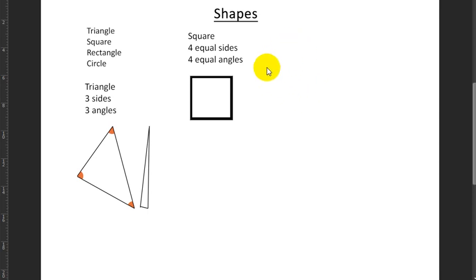Next up, we're going to be talking about rectangles. Rectangles are kind of like squares, but imagine that I took a square and I stretched it out. So it has 4 equal angles. But what about the sides? Well, the sides are equal in pairs. What does that mean? It means that it has 2 big sides that are equal and 2 small sides that are also equal.